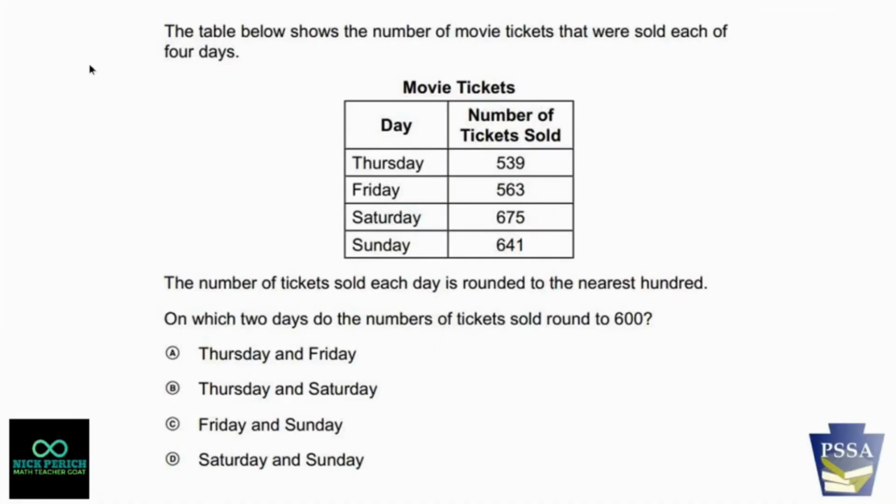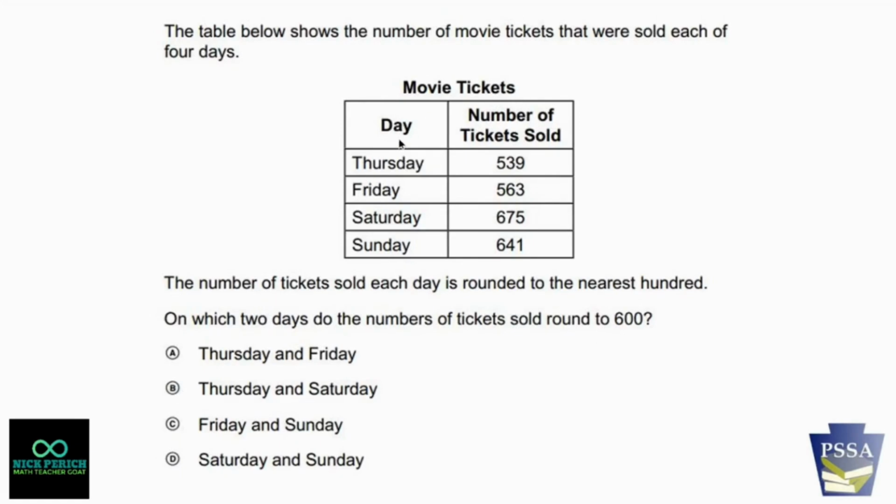This is a third grade PSSA math practice problem, and you're not allowed to use a calculator for this one. So let's take a look at it. The table below shows the number of movie tickets that were sold each of 4 days. So here's your table. It's called movie tickets.